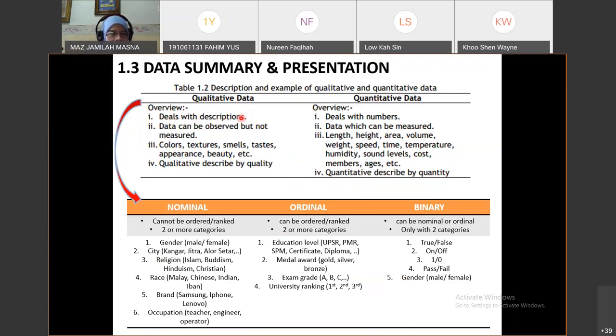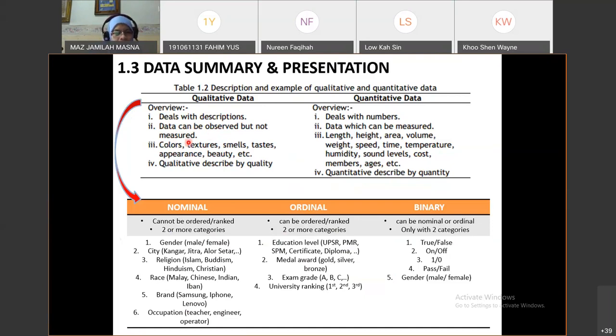Okay, what kind of description? Let us look later. Okay, and this data, qualitative data, can be observed but not measured, means that you can only see but you don't have to measure to know what is the description of that particular data. And what kind of description that you may have?